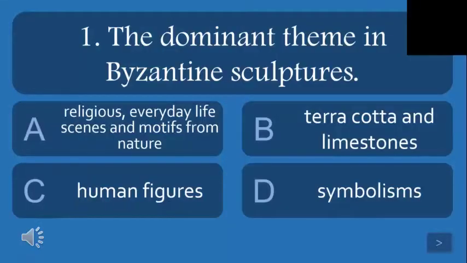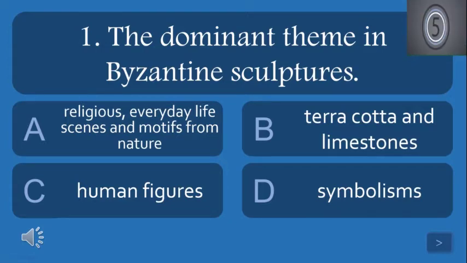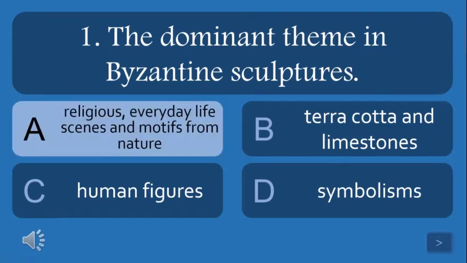Let's start. Number 1. The dominant theme in Byzantine sculptures. A. Religious, everyday life scenes and motifs from nature. B. Terracotta and limestones. C. Human figures. D. Symbolisms. The correct answer for this item is A. Religious, everyday life scenes and motifs from nature.